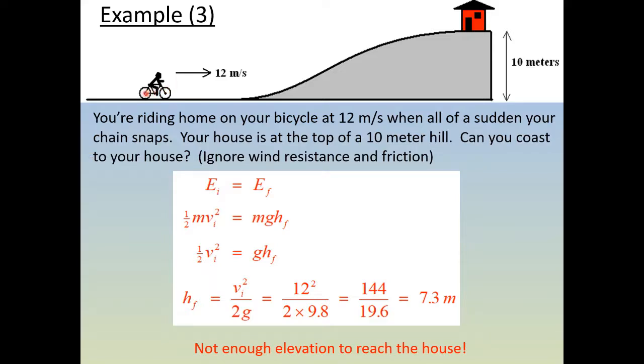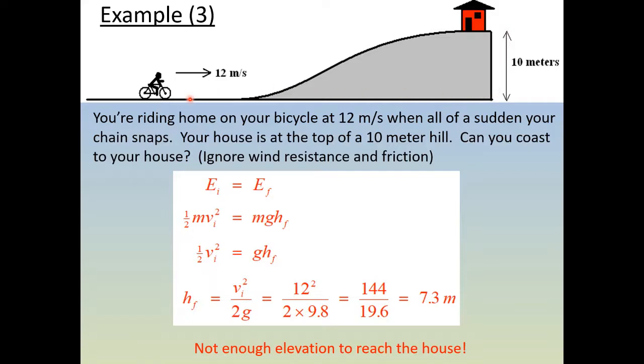So here's the picture of what's going on. You're riding your bike along here on flat ground at 12 meters per second, and your chain breaks. So you can't pedal anymore, right? So all you can do is coast. So you're going to try to coast up this hill to your house, which is at an elevation of 10 meters above the ground where you started.